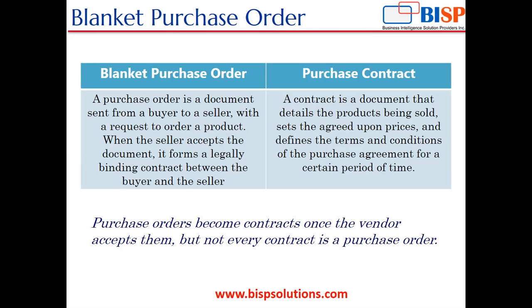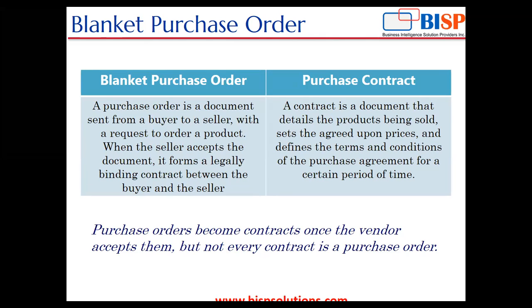But a purchase contract is a more defined document, as it is a legally binding agreement and contract from the starting that sets agreed upon prices, and there are certain other terms and conditions also attached to it which both the parties agree to. So in short, purchase orders become contracts once the vendor accepts them, but not every contract is a purchase order. So this is how a blanket purchase order and a purchase contract are defined. How do we differentiate it?